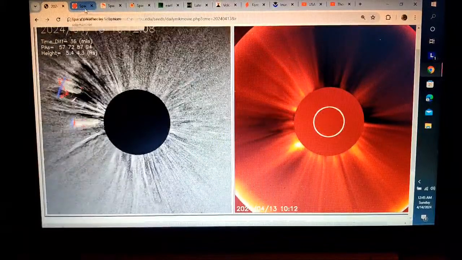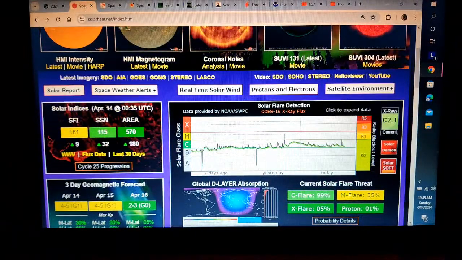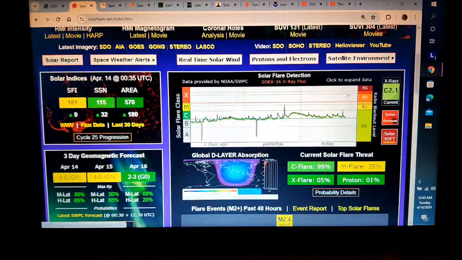Now I got another beef. Let's come on over here to Solar Ham. Okay, here we are at GOES X-ray flux. Look familiar? Does this X-ray flux look familiar? Because it hasn't been updated. This is the same exact readings we had last night.